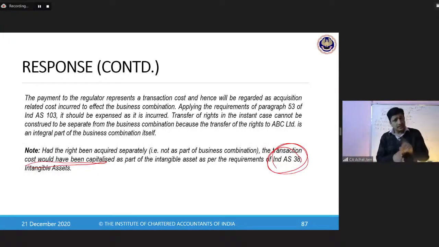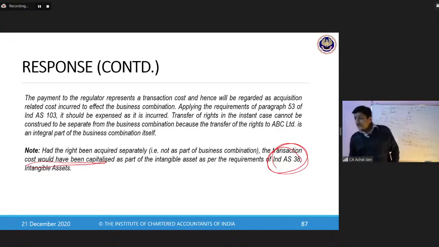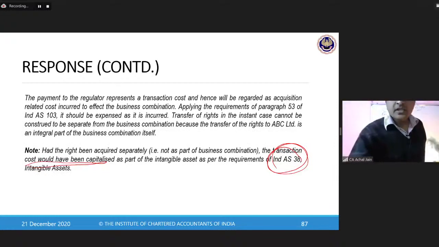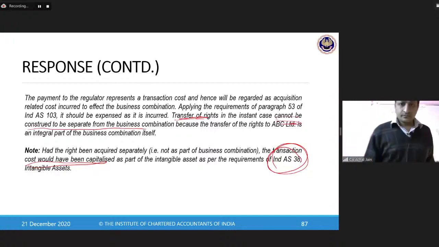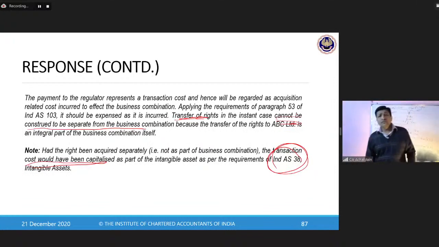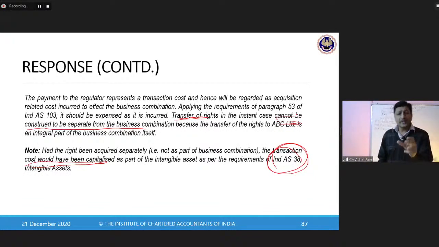But in this case, what did we understand? Transfer of rights cannot be construed to be separate, because transfer of rights is an integral part of the business combination itself in the given case, on the basis of our understanding of this example. That's why, what do we do with those costs? Charge off. Take it to P&L straight.